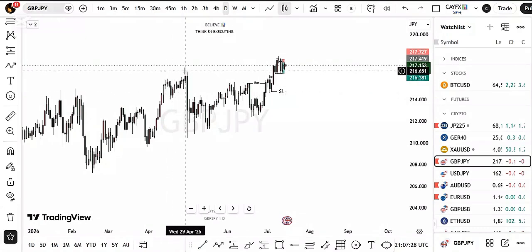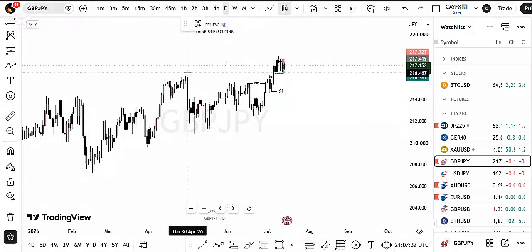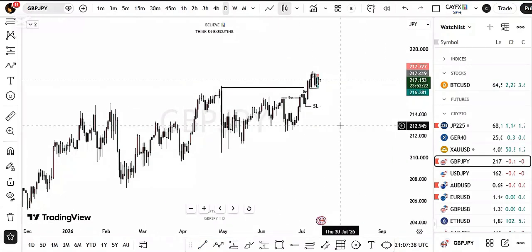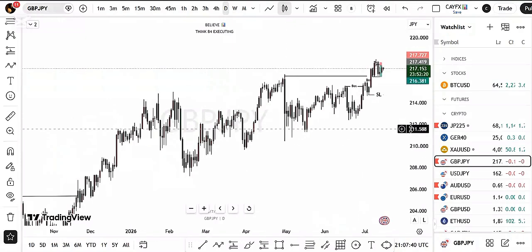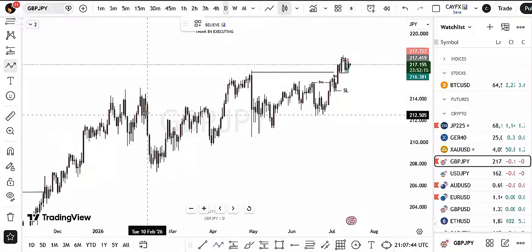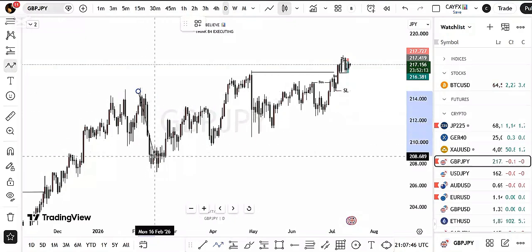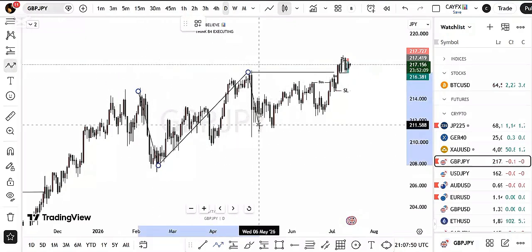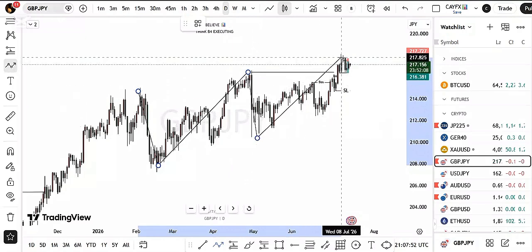Now currently, we are what? We are bullish in this market. I get my point, we are bullish. So this is a series of higher high, higher low, higher high, higher low, higher high.